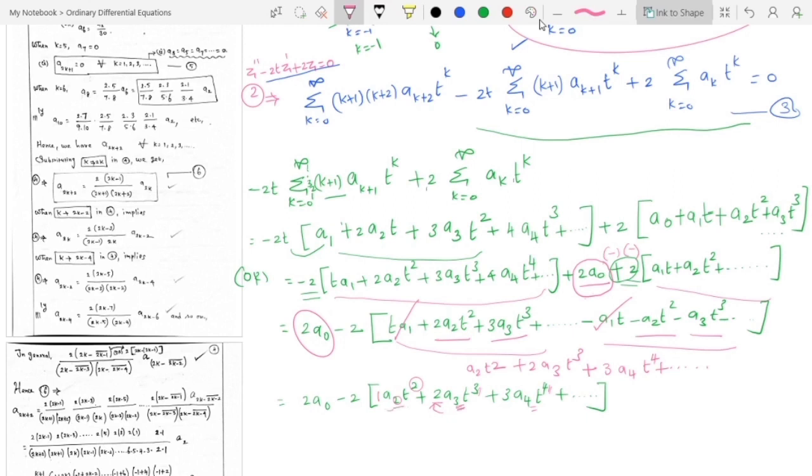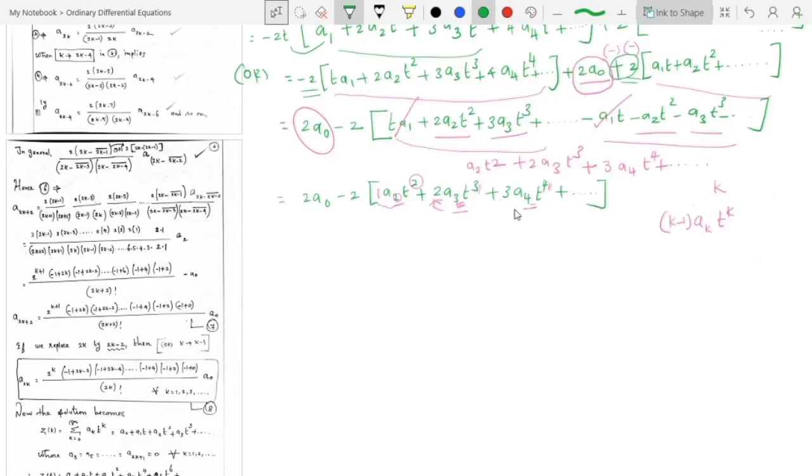If it is 2, the coefficient is 2 minus 1. If it is 3, the coefficient is 3 minus 1. If it is 4, the coefficient is 4 minus 1. Suppose it is k, what happens? So we can write the kth term in general. If it is k, that means a suffix k, t power k, the coefficient should be k minus 1. So we can write 2a0 minus 2 times the summation of (k minus 1) a_k t power k, where k varies from 2 to infinity.